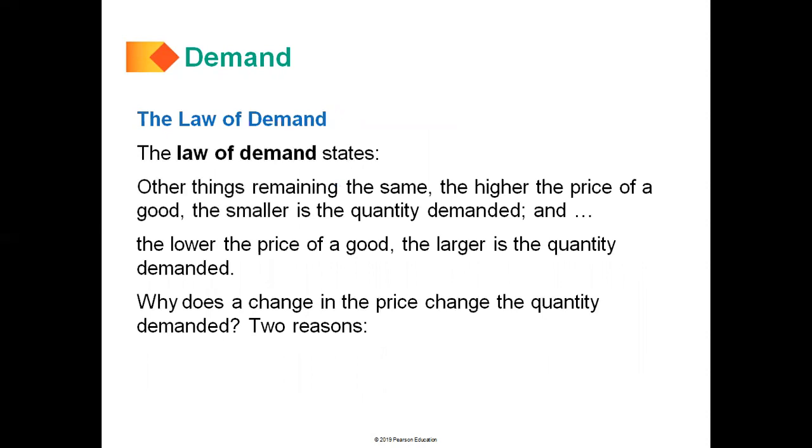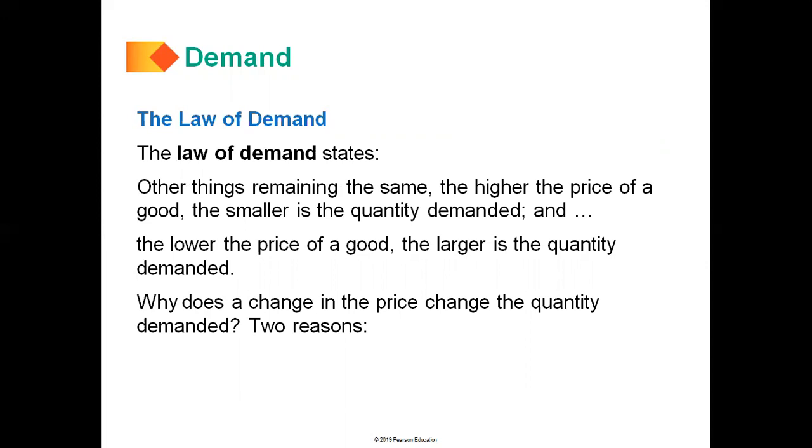So let's see. The law of demand, there is a definition question on this. And as I explained in class, the higher the price of a good, the smaller the quantity demanded. That makes sense. I mean, we all behave that way, don't we?